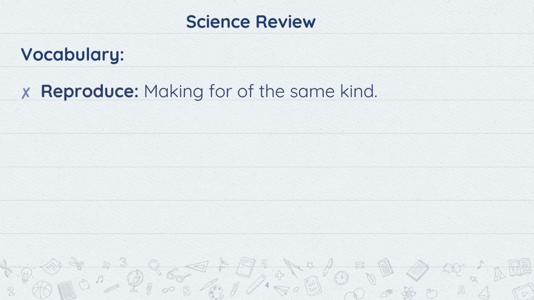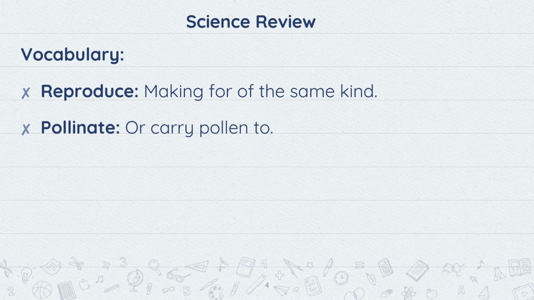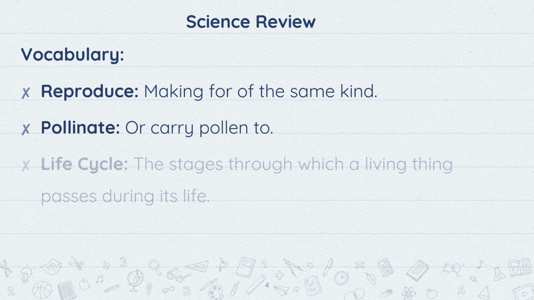Next word is reproduce, making more of the same kind. For example, your mom and your dad reproduce to make you. So now there are three. You see, more than one kind. Pollinate means to carry pollen.